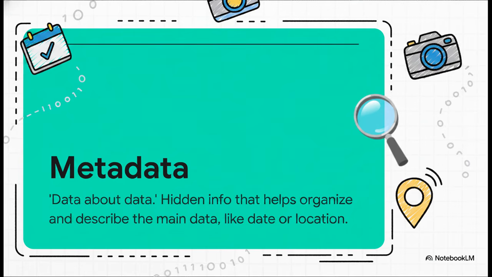And believe it or not, there's one more hidden layer to all this: metadata. This is literally data about the data. So it's not the picture itself, but it's information like the date you took it, the camera you used, maybe even the GPS location of where you were standing. It's all the extra stuff that helps us organize and add context to our files.